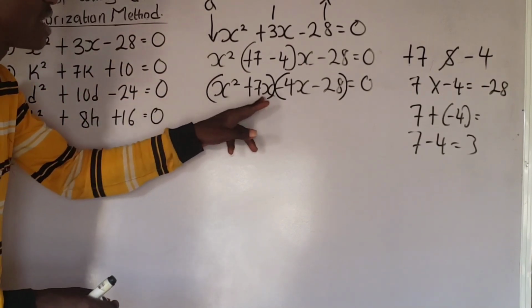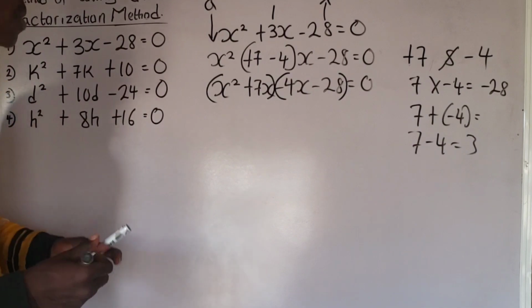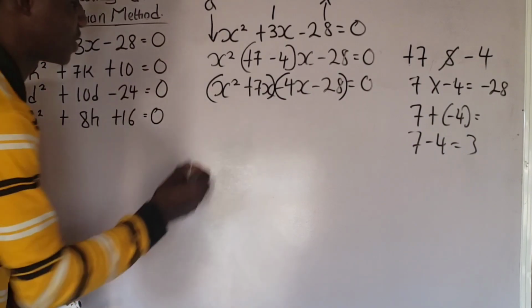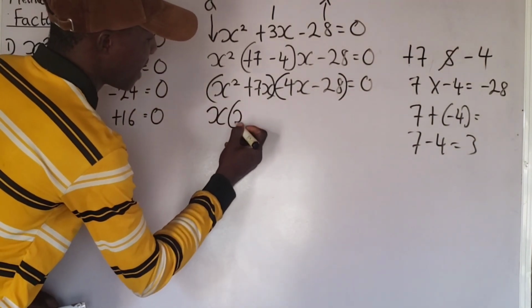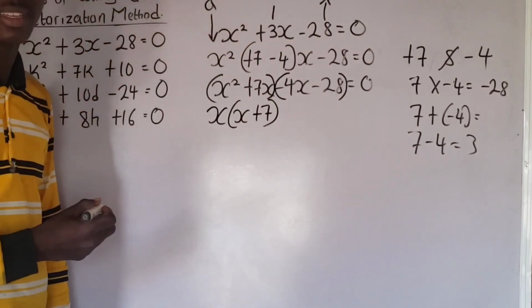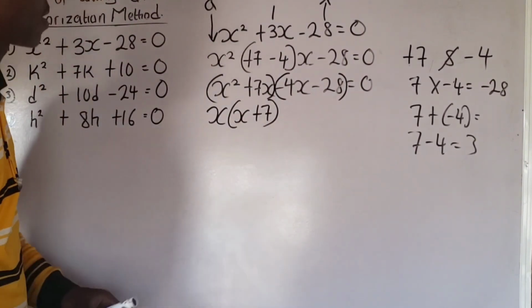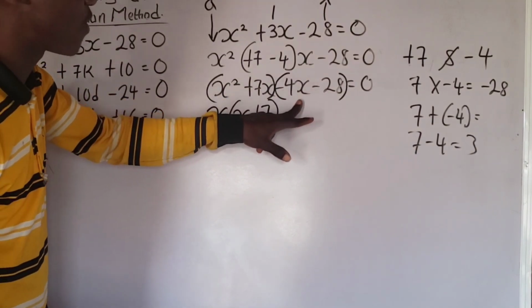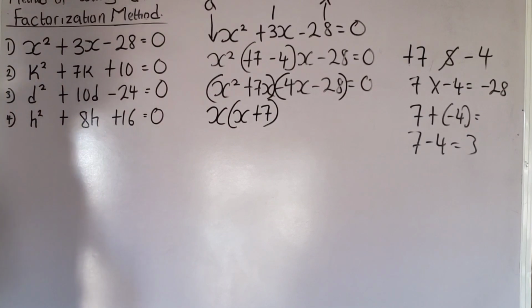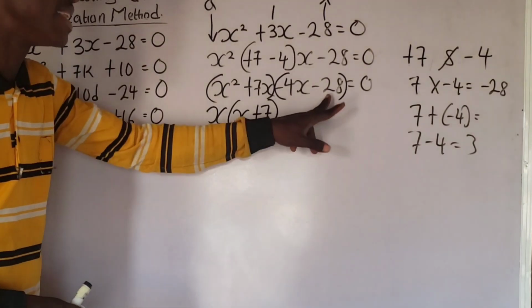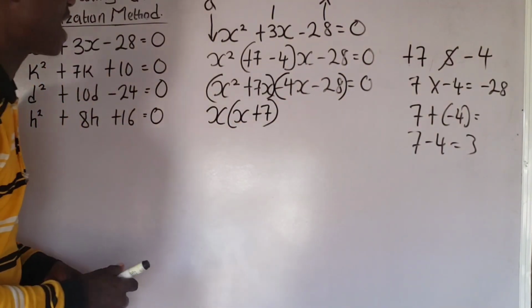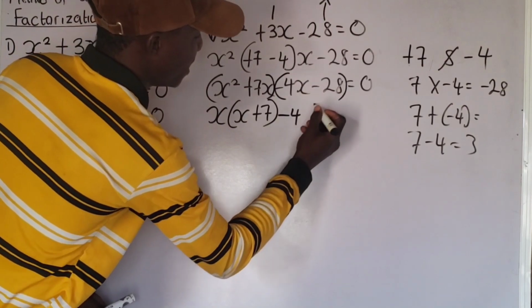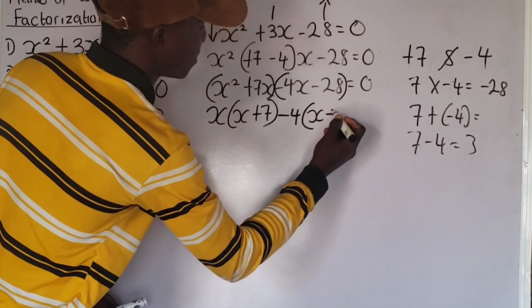What is common to x squared and plus 7x? The value that is common to x squared and plus 7x is x. So I'm going to have x into bracket x plus 7. Now we have got to the second bracket. What is common to negative 4x and negative 28? The value that is common is negative 4. So here I'm going to have negative 4 into bracket x plus 7.